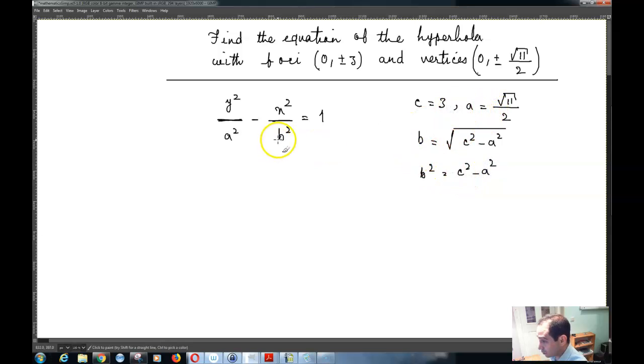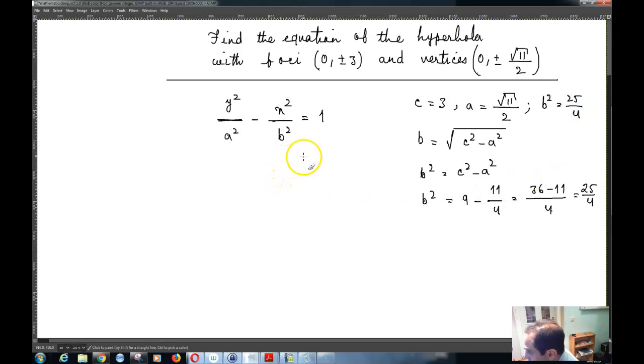Since I want basically b squared is equal to c squared, which is equal to 9 minus 11 by 4, which is equal to 4 times 9 is equal to 36 minus 11, which is equal to 25 fourths. So what that means is that b squared is equal to 25 fourths.